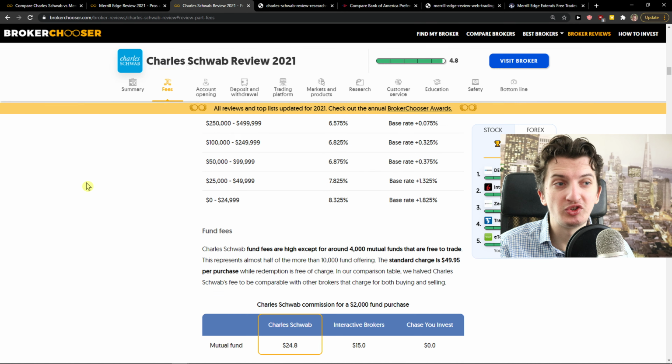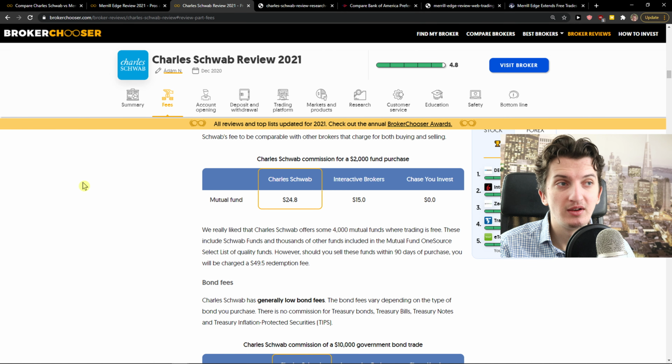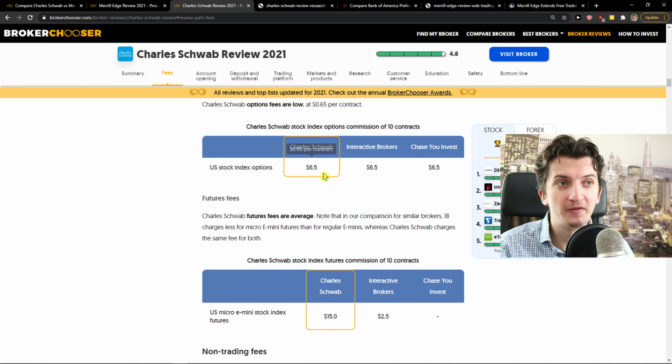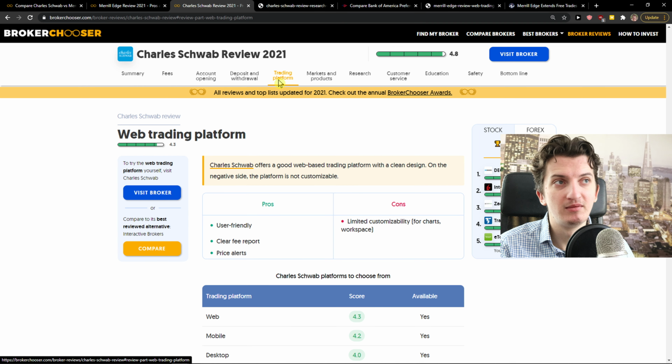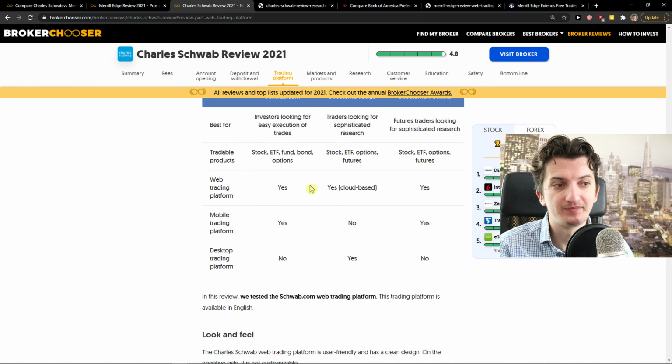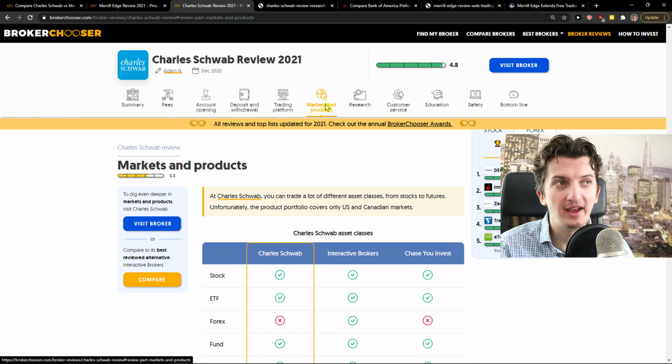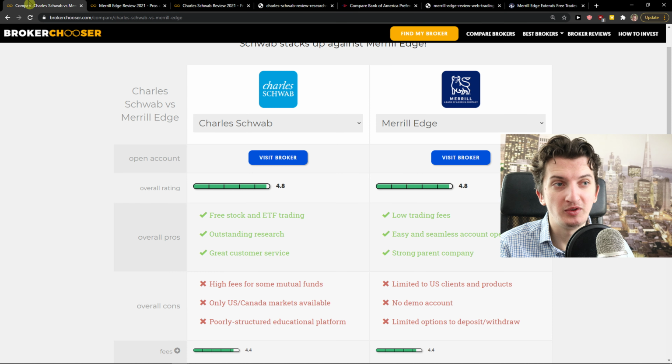Now, when you go to the Charles Schwab fees, bond fees, options, also 0.65 per contract. So this is like copy paste. They both have similar fees. Now, account opening is similar. Trading platform, okay.